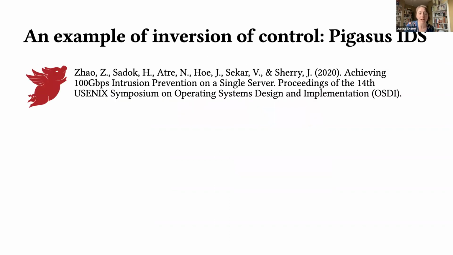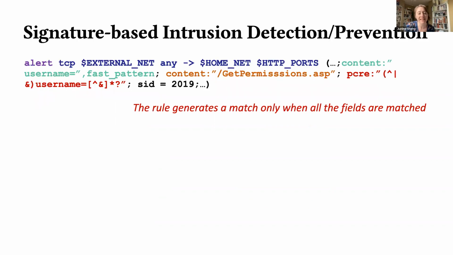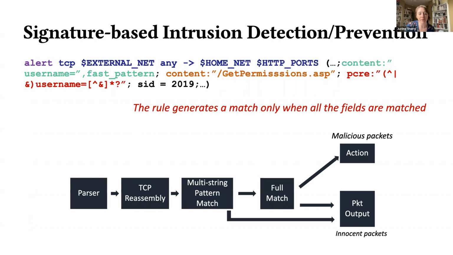So we first started thinking about inversion of control in my group with the design and implementation of Pigasus. Pigasus targets signature-based intrusion detection and prevention. Signature-based IDS take in rules like the one I'm showing here. In software, resolving whether or not a flow matches a rule can be decomposed into the following stages.